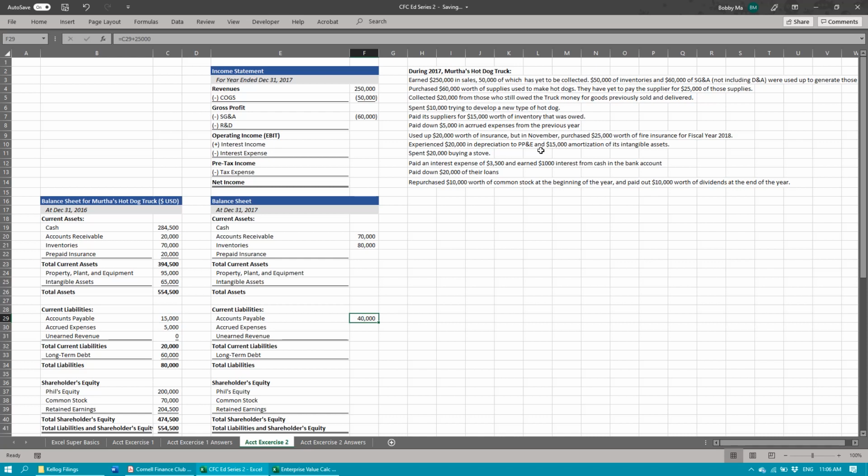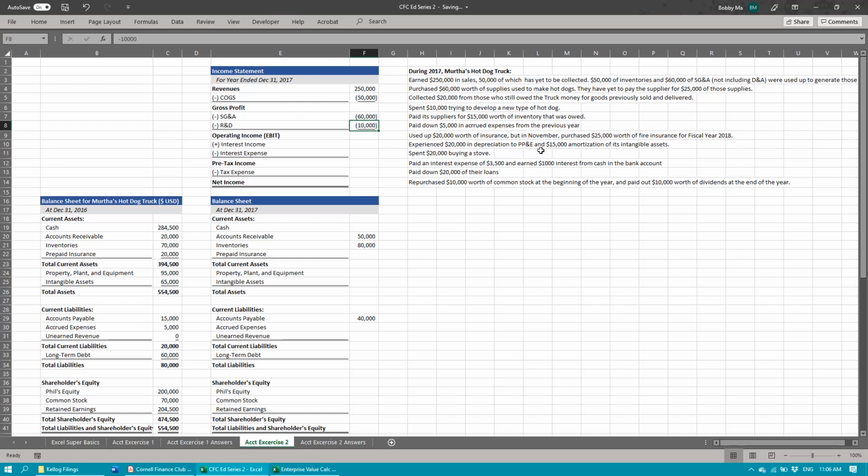We collected $20,000 from those who still owed the truck money from goods previously sold and delivered. So we collected $20,000, and that means we have a decrease in accounts receivable, so this is subtracting out $20,000. And we spent $10,000 trying to develop a new type of hot dog, so that represents research and development expense of negative $10,000.